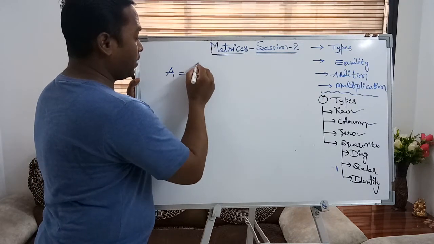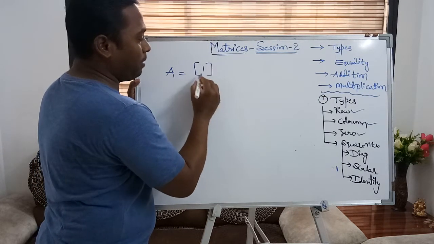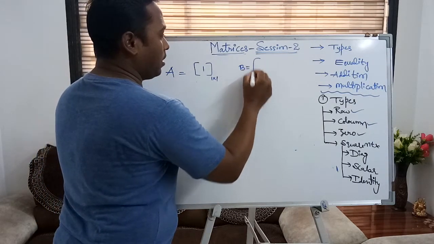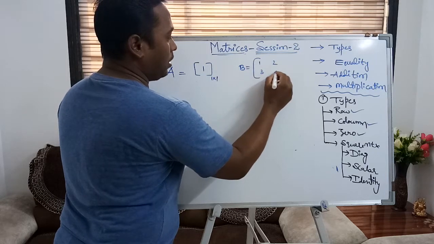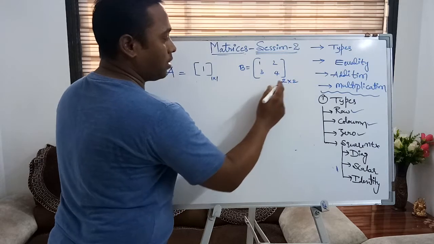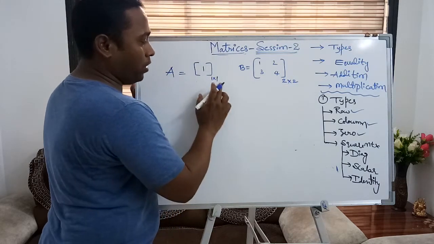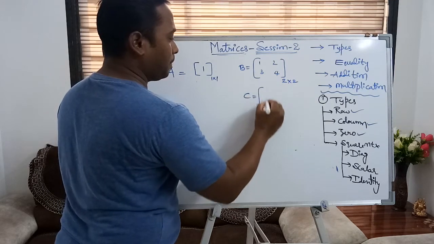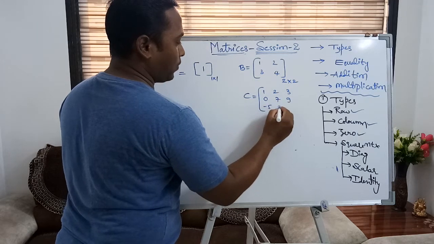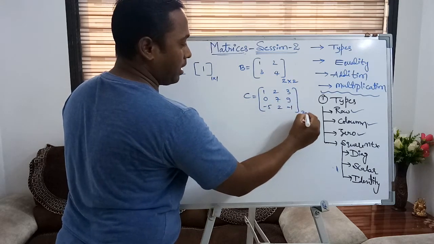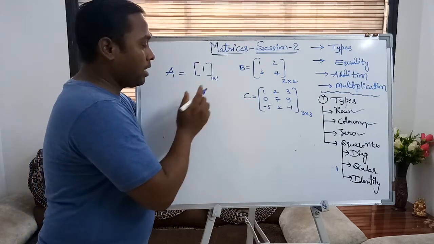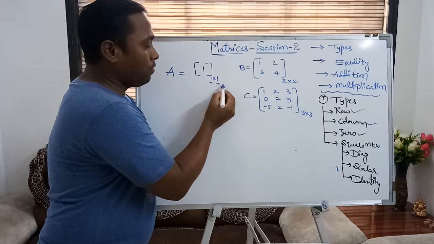If I write the entry 1, only one element is there, so the order of this matrix is 1 by 1. Another matrix I am writing here: 1, 2, 3, 4. It is a matrix where 2 rows and 2 columns are there, 2 by 2. Then 1 row, 1 column. Then 1, 2, 3, 0, 7, 9, minus 5, 2, minus 1. This is a 3 by 3 square matrix. So when we say a square matrix, it has an equal number of rows and columns.